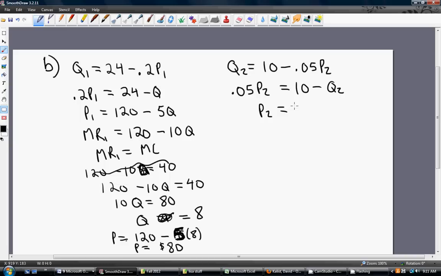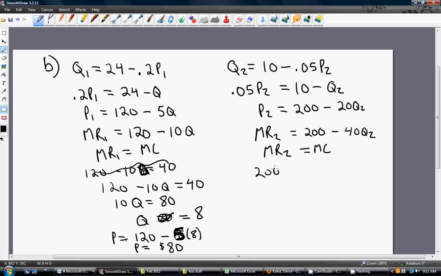The inverse demand in market 2 is given by 200 minus 20 times the output in market 2. Marginal revenue in market 2 is given by the following, and then we set that equal to marginal cost. Constant $40. And the output in market 2 is 4 units.